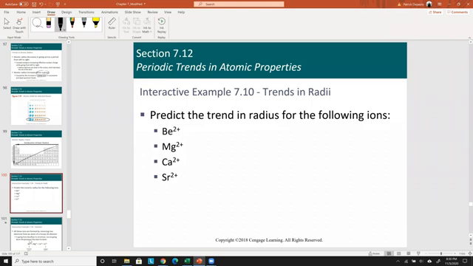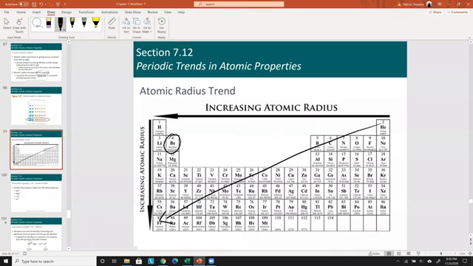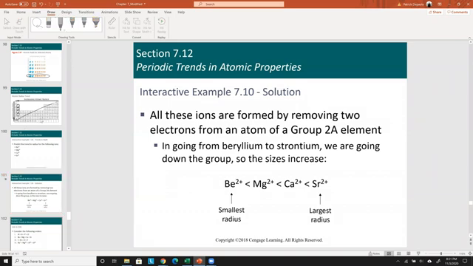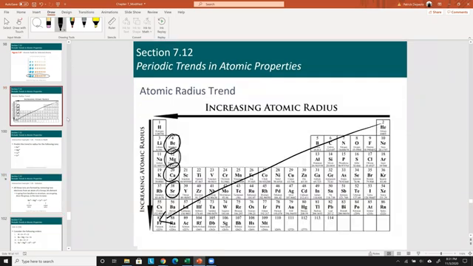Okay, so predict the trend in radius of the following ions. All right, so now we have ions. So we have beryllium, magnesium, calcium, strontium. So here, where are they? Now, if they're all 2+, right? So we can ignore that. They're all 2+, which means after they lose their 2 electrons, they're going to have noble gas configuration in their electrons. But which one's going to be the largest? Magnesium, calcium, beryllium, or strontium? Strontium, good, because it's lower down. It has the most energy levels.